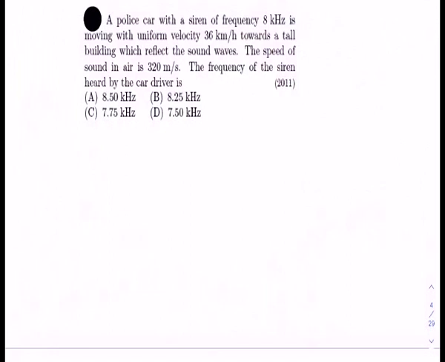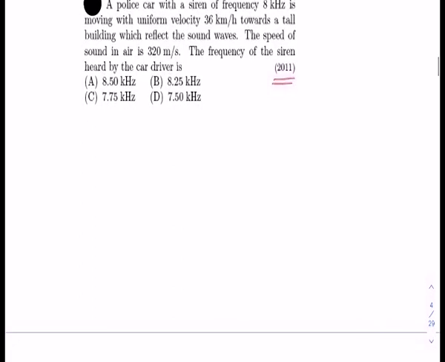Okay, let us work out this problem. This was asked in 2011 JEE Advanced. So the problem goes like this: a police car with a siren of frequency 8 kilohertz is moving with uniform velocity 36 km per hour towards a tall building which reflects the sound waves. The speed of sound in air is 320 meter per second. The frequency of the siren heard by the car driver is.